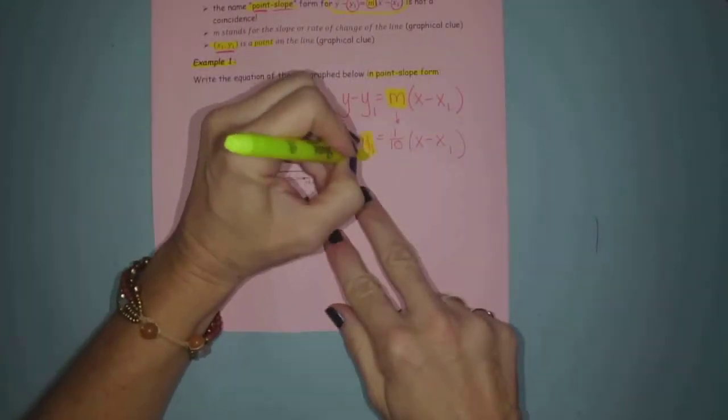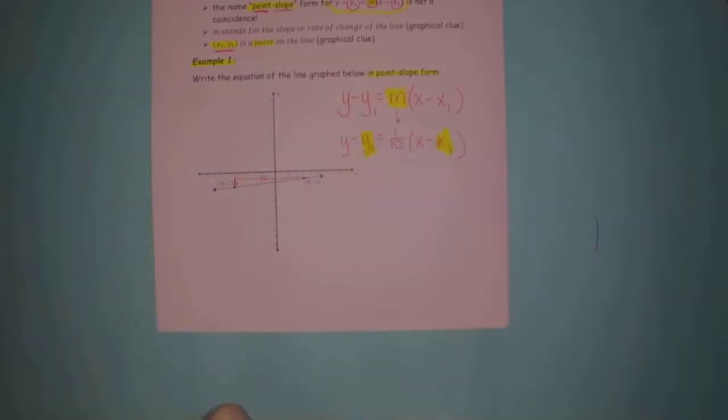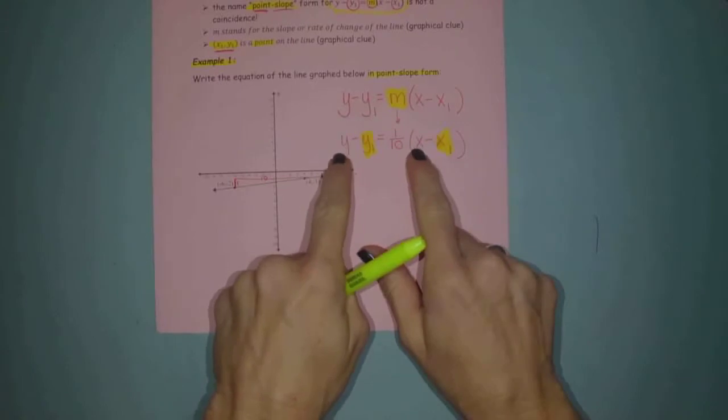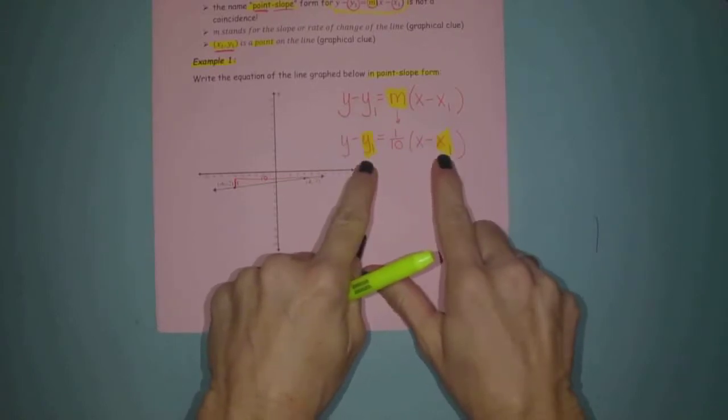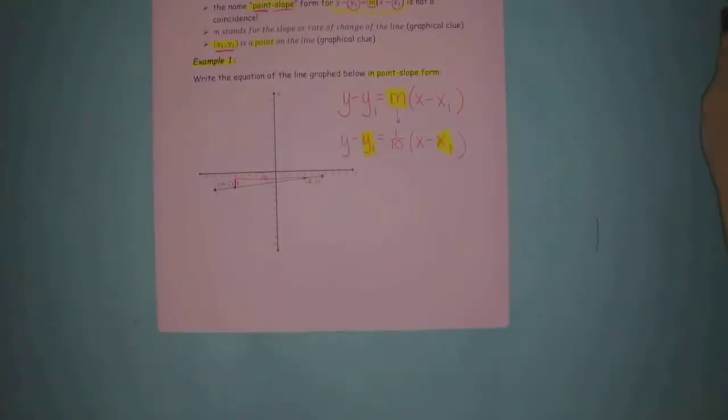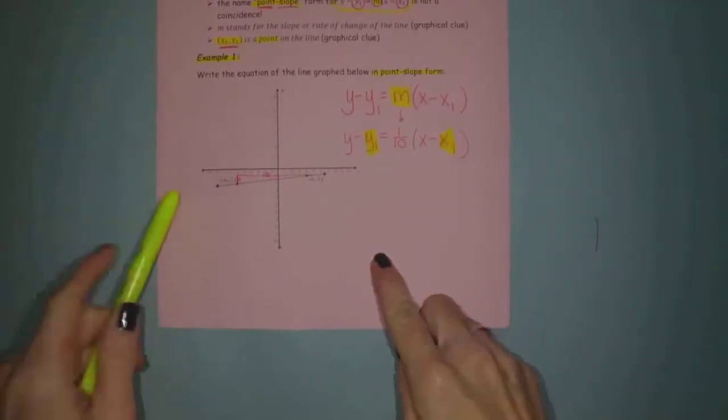Now, the next two things that I'm going to plug in are numbers for the y sub 1 and the x sub 1. Okay? Not for the regular old x and y. They stay x and y. Just these two, the x sub 1, y sub 1, is going to represent any point on my line.